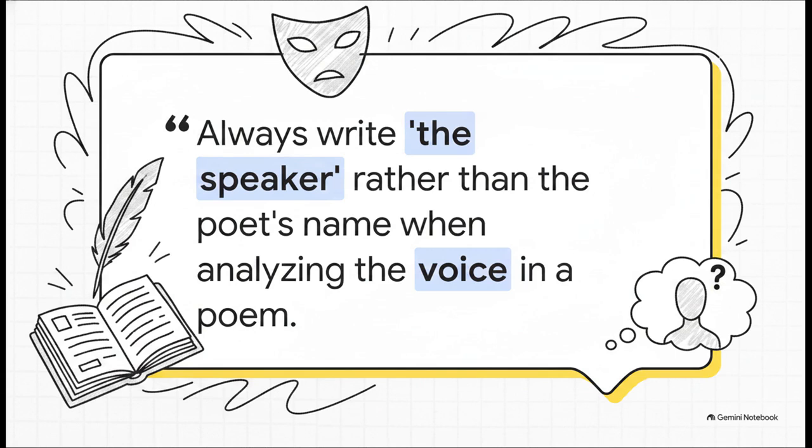Because the speaker is a constructed character, we actually have a golden rule for analysis. Always write the speaker rather than the poet's name when you're analyzing the voice in a poem. Unless you have totally undeniable evidence that the poet is writing a strict autobiographical piece, you must separate the author's real identity from the fictional character they invented to deliver the poem. Doing this is a real hallmark of mature literary analysis.